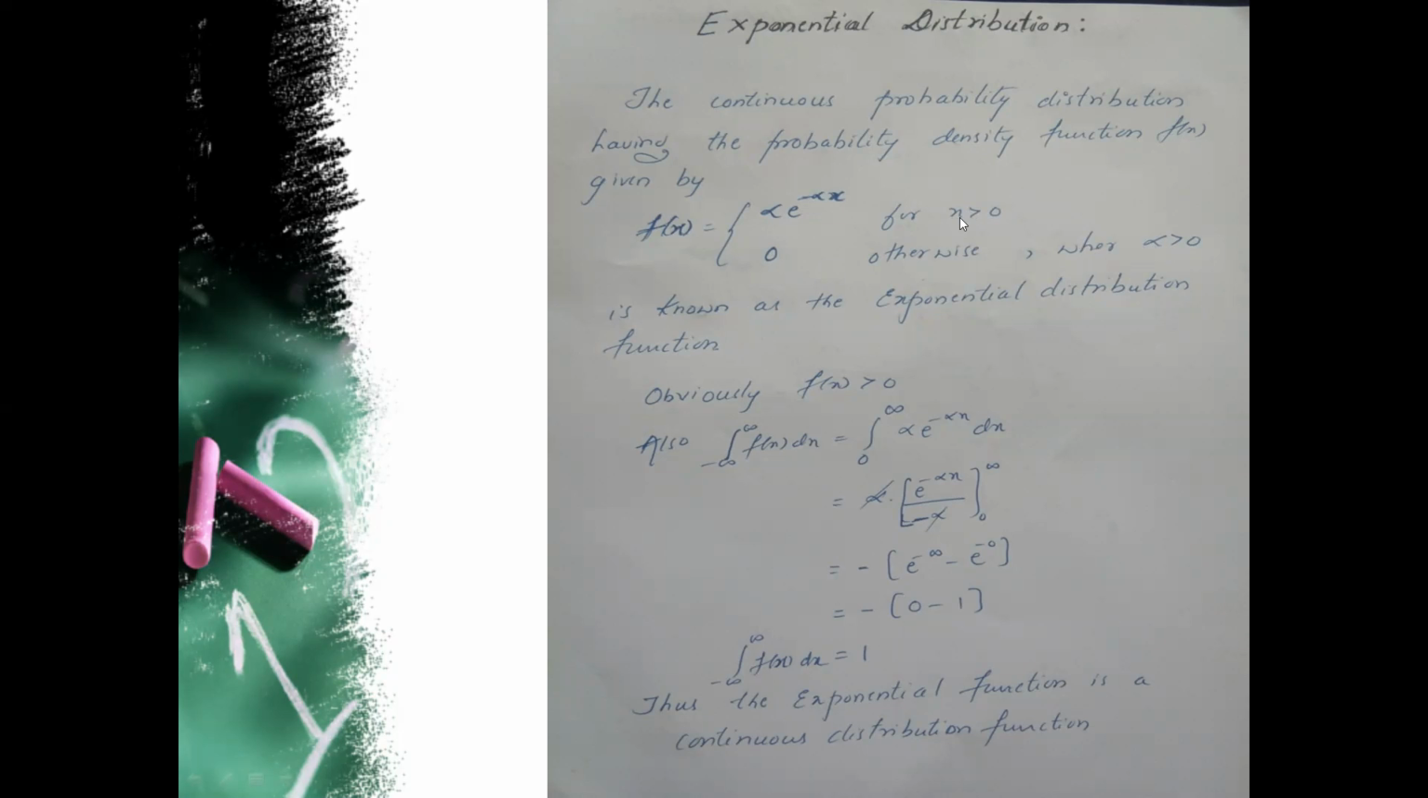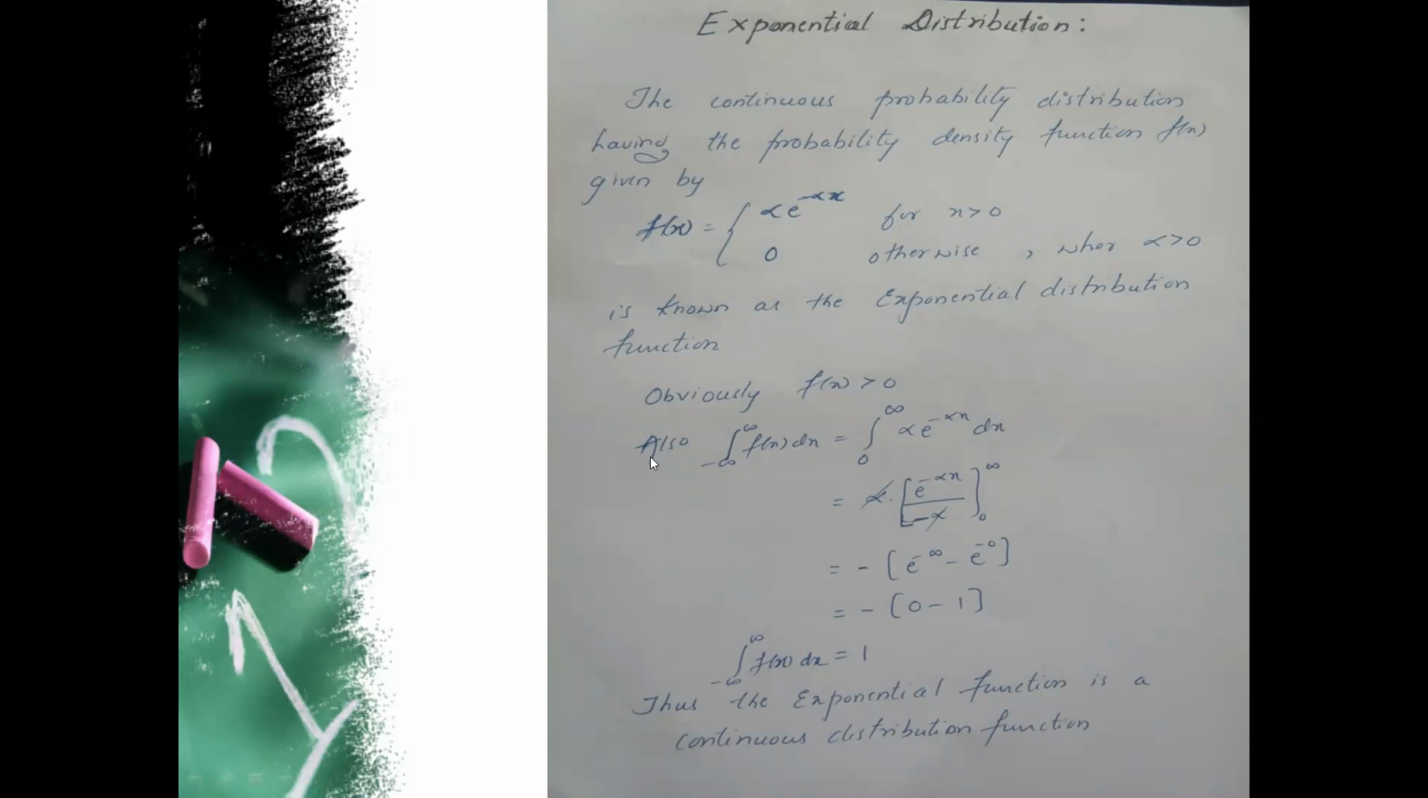Now we can see that x is greater than 0 as well as alpha is greater than 0. That implies this function alpha e raised to minus alpha x is always greater than 0, and for all other values it is 0 only. Hence in all we can say that function f of x is always greater than or equal to 0.